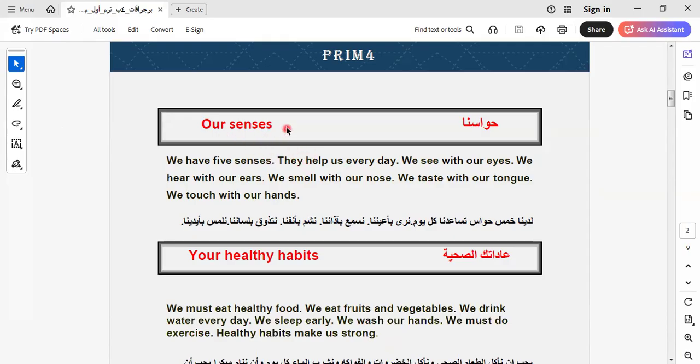Here we have the first paragraph, from the first unit that we took, which is our senses. In this paragraph we learn the senses and the function of every sense. Here we say we have 5 senses. So here is the topic. What are these senses? What is the function or the job of every sense? They help us every day. We see with our eyes, we hear with our ears, we smell with our nose, we taste with our tongue, and we touch with our hands.